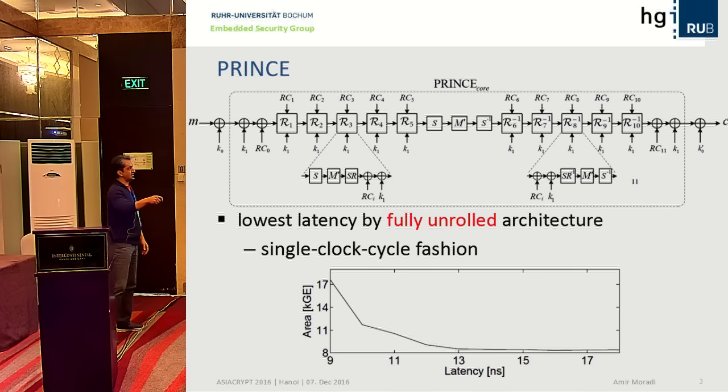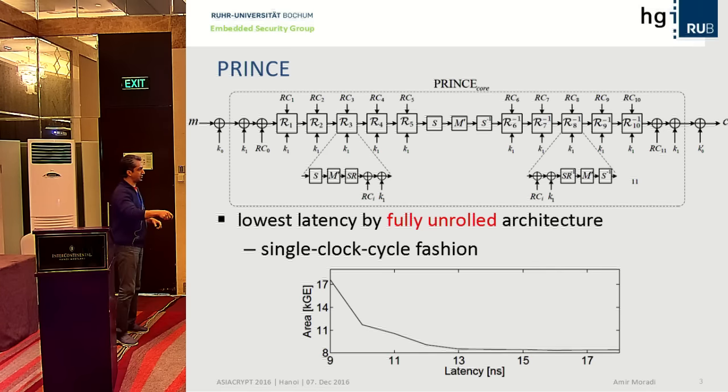The lowest latency can be achieved by a fully unrolled architecture. It means that the cipher is implemented as a fully combinatorial circuit, only gates, with no registers at all. Once you put in the input, either plaintext or ciphertext, and set the parameters like the key and whether you want encryption or decryption, then after a particular time the ciphertext is ready. This time depends on how large the system is and how many gates you have, and is defined by the latency of the whole combinatorial circuit.